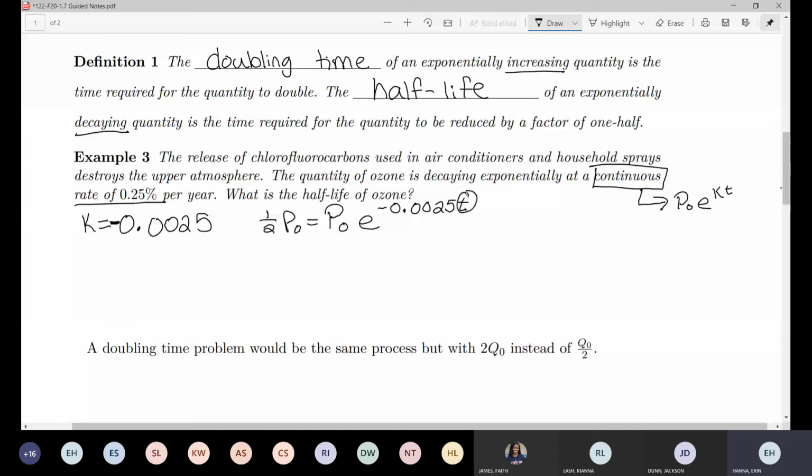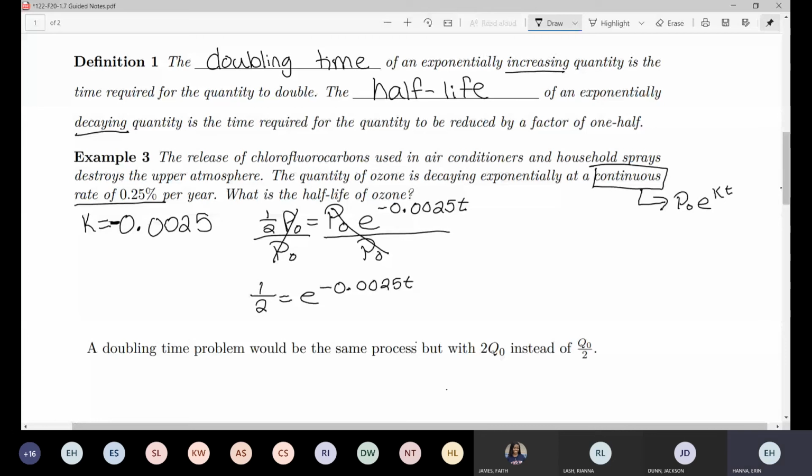Because if I want to solve for the time, the first thing I would start to do is to isolate this exponential. The first thing you do is divide both sides by P0. When you divide both sides by P0, all the P0s cancel out, which is why we don't need it. And we just end up with 1/2 = e to the negative 0.0025t.